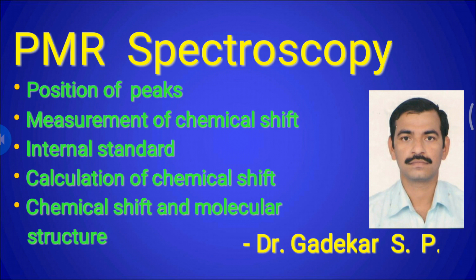But in other compounds, for example ethyl bromide, the methyl and CH2 are in different chemical environments. The CH2 group is attached to bromine, which is electronegative and decreases the electron density. So there are different environments and it shows two types of signals. The number of signals totally depends on the chemical environment. These are the points we discussed in the last lecture.